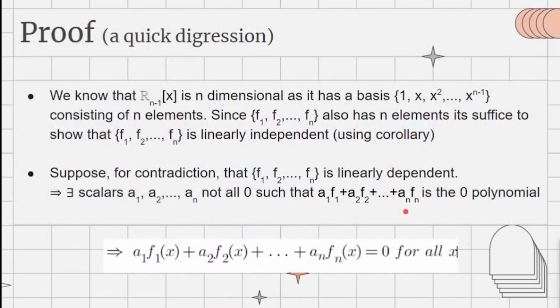And Manogna will continue with the proof. So how do we prove this lemma?